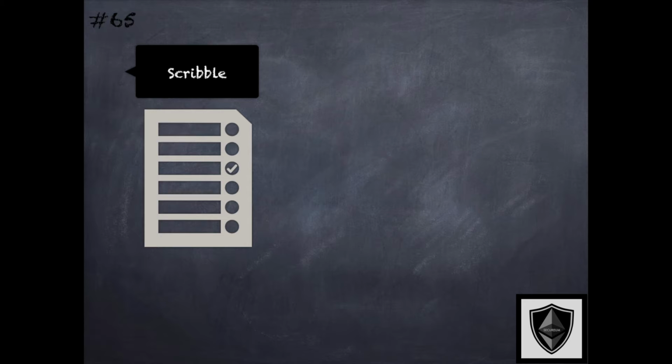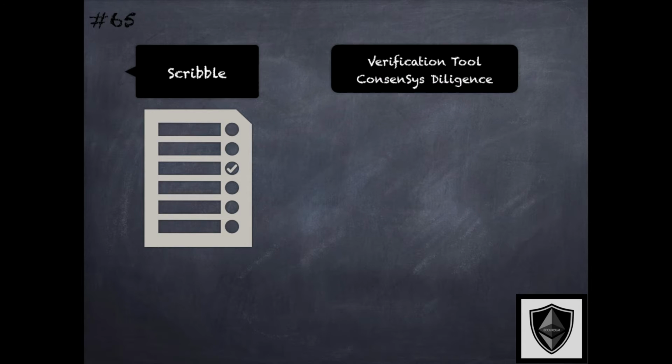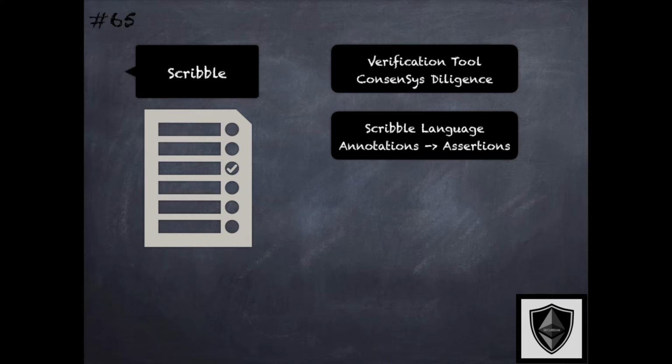Let's now move on to another tool from Consensus Diligence called Scribble. Scribble is a verification language and a runtime verification tool that translates high-level specifications into Solidity code. It allows one to annotate a Solidity smart contract with specific properties.